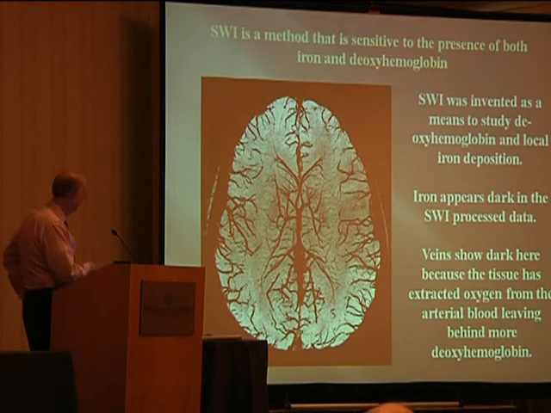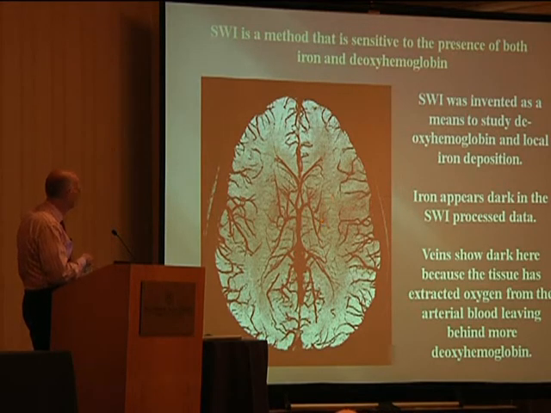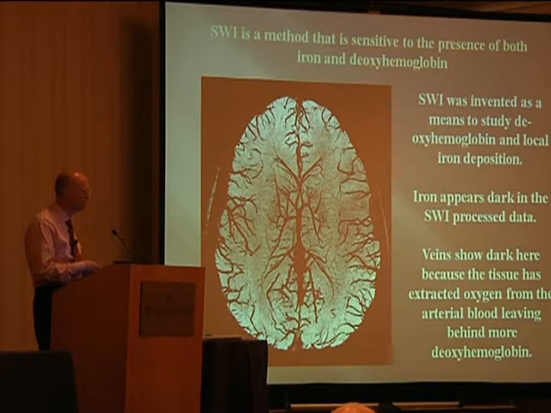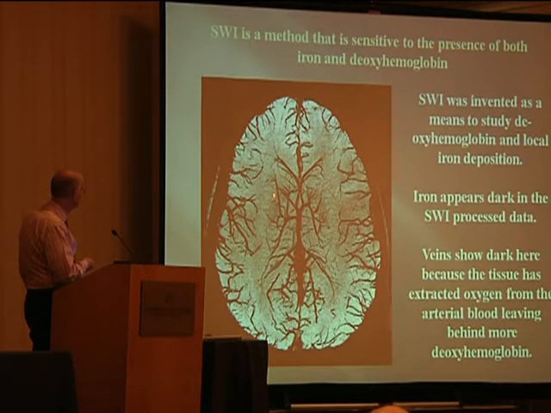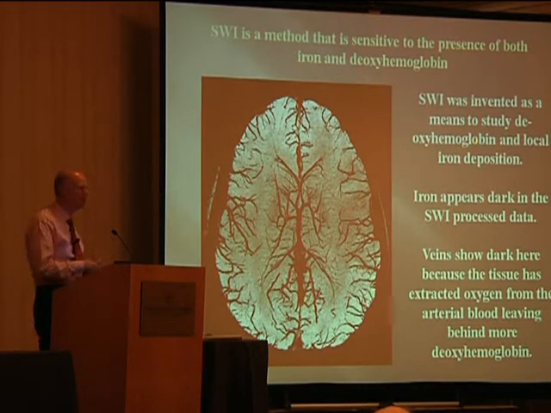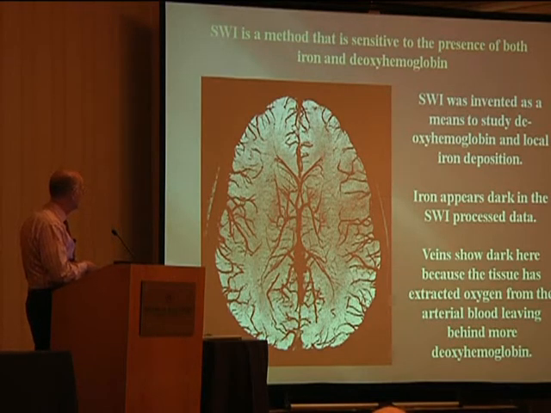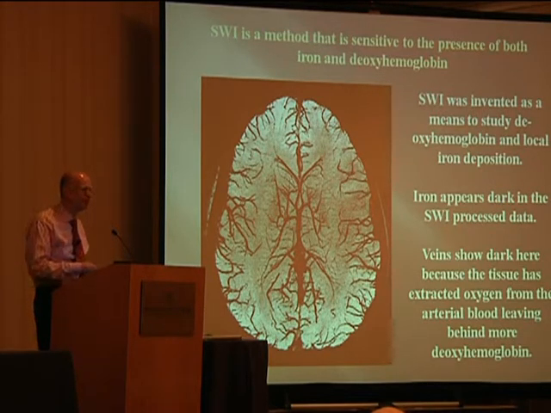So this is an example of an SWI processed image. As you can see, it shows you a lot of vessels. These are the veins in the brain. Some of these veins are actually only 200 or 300 microns in size, the medullary veins. SWI was originally invented to study deoxyhemoglobin and iron deposition in the brain. Iron generally appears dark in this SWI processed data, and so the question is, why do the veins look dark?